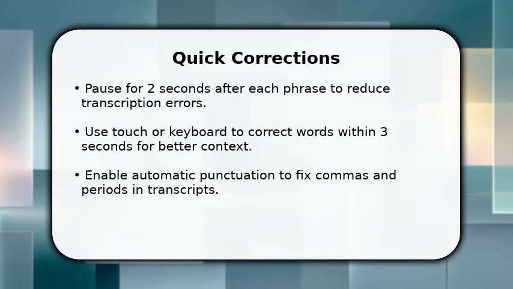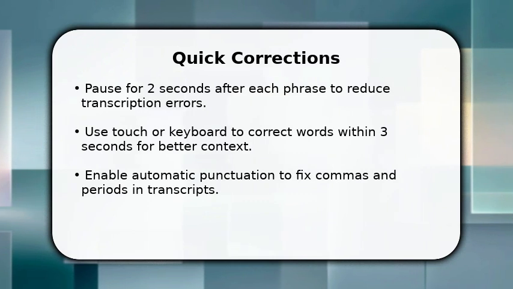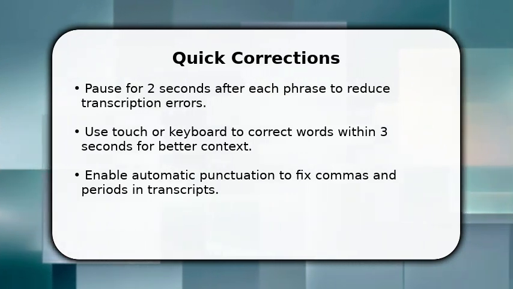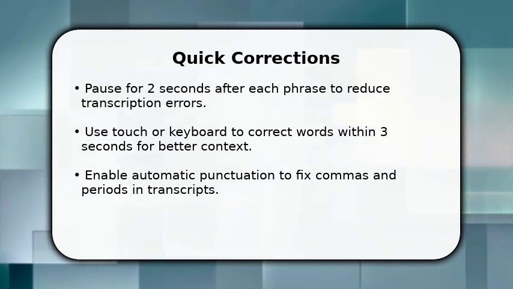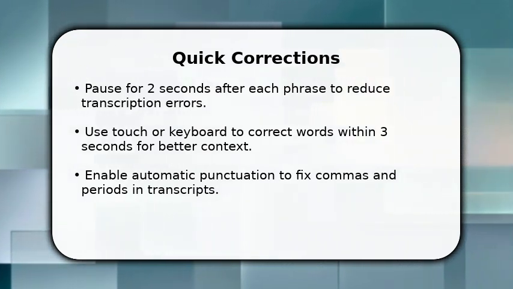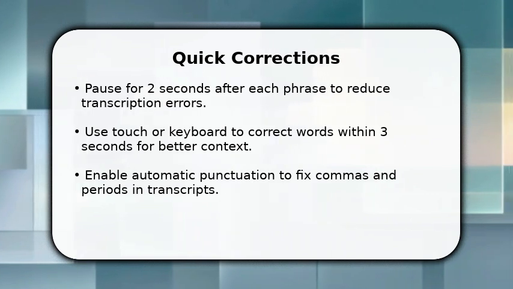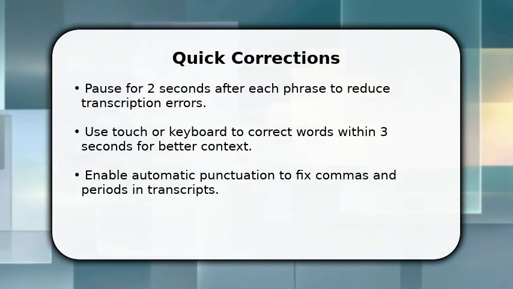When a voice-to-text error appears, pause for 2 seconds before speaking again. This pause helps the engine separate phrases and reduce misheard words. Tap the mistranscribed word within 3 seconds to keep context intact. Correct using the keyboard when a word looks wrong.